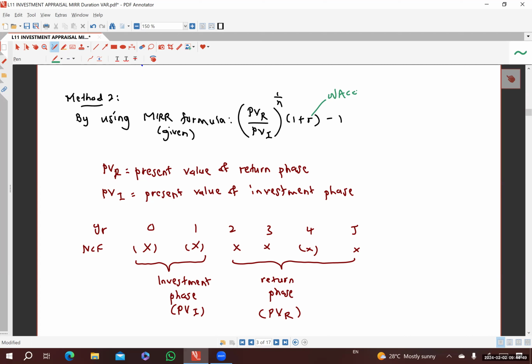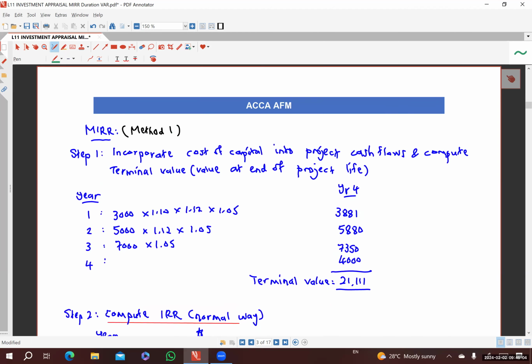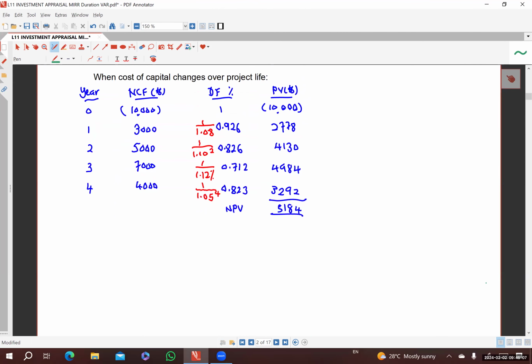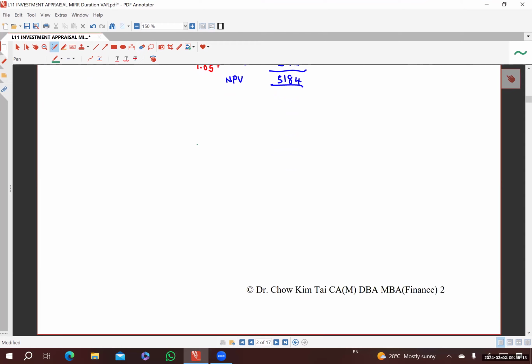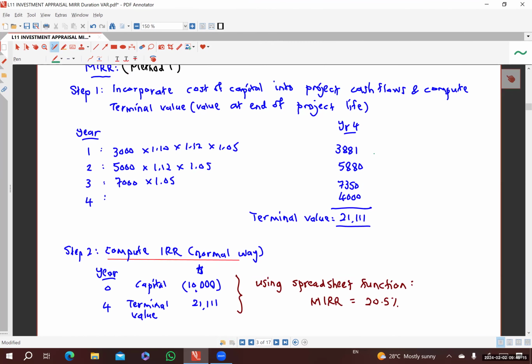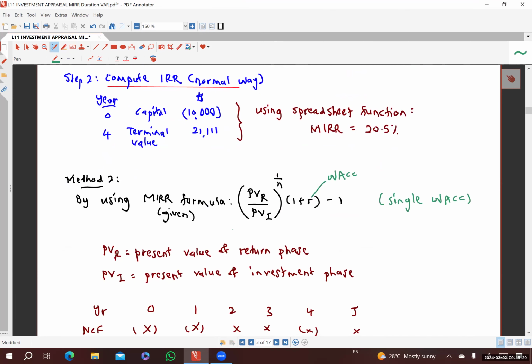We can use this formula to find MIRR, but there's a catch. This formula can only be used for a single WACC. If you have changes in WACC, like this example, you cannot use the formula. So the formula has limitations also. If you have changes in WACC, you have to use the terminal value approach. But this formula is given to you, you can use that.